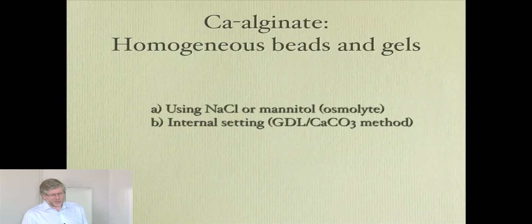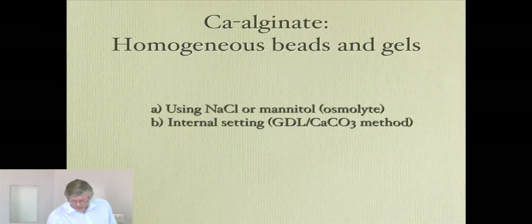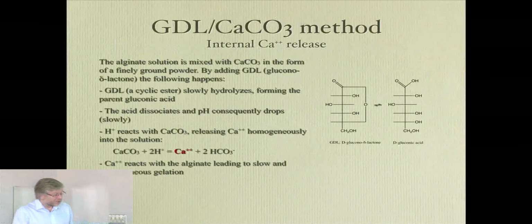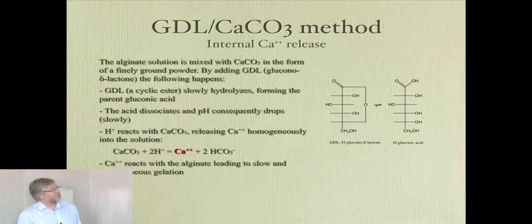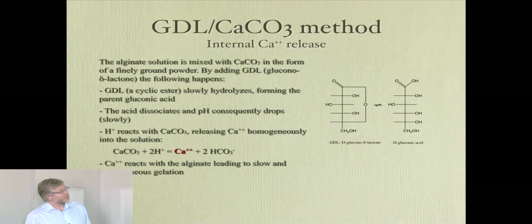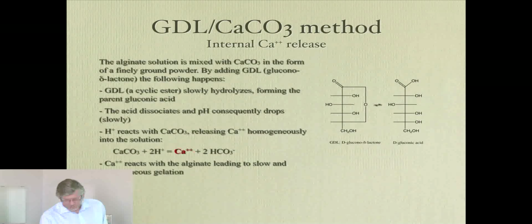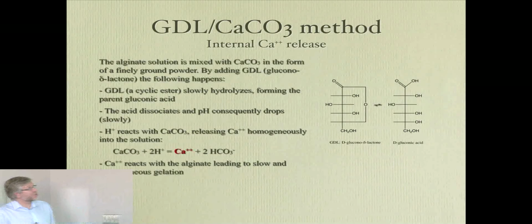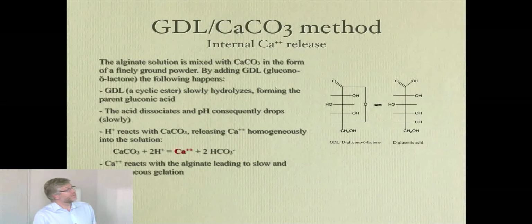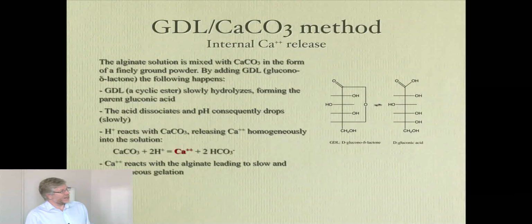This is much used in many laboratories because you make a nice and homogeneous gel. I will try to explain. It is often called the internal calcium release. So in the previous case, the calcium came from the outside and diffused into the gel bead. In this case, we will try to have calcium in place before gelation. And the trick is to use calcium carbonate and this compound GDL. GDL is an abbreviation for glucono-delta-lactone.